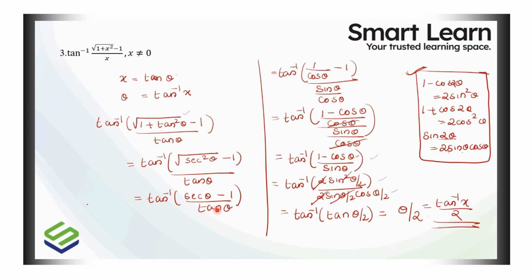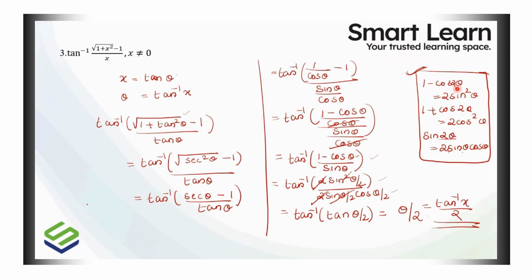Here we can't do anything. That means directly we can't do anything. So I will put sec theta is 1 by cos theta. Tan theta is sin theta by cos theta. So 1 minus cos theta by sin theta by cos theta. Cos theta cancels. So you will get 1 minus cos theta by sin theta.